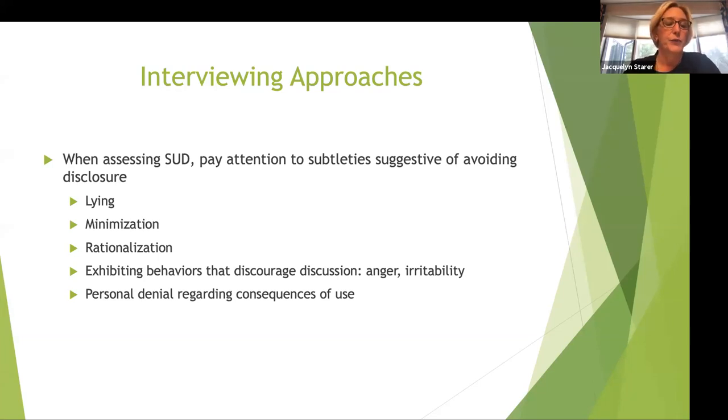But short of actual lying, you'll often run into minimization, minimizing what they're doing as not important, or rationalizing why what they're doing is okay, or exhibiting behaviors that discourage further discussion. They might get angry or irritable with you and make you very uncomfortable, so you really don't want to go down that path anymore. And then there's actual denial, where patients truly don't believe they have a problem, and truly don't believe that there are consequences to their opioid use.